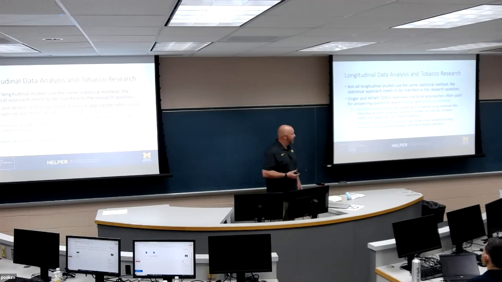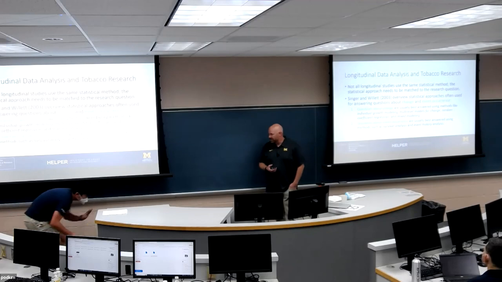Singer and Willett overview statistical approaches often used for answering questions about change in event occurrence. I think their textbook's really an excellent one, something I learned from when I was a master's and PhD student. But they really differentiate between questions based on change and questions based on event occurrence. So just to provide a bigger context of other methods you might choose, if you're interested in questions about change, these are usually best answered using methods like individual growth modeling, multi-level models for change, random coefficient regression, or mixed models.